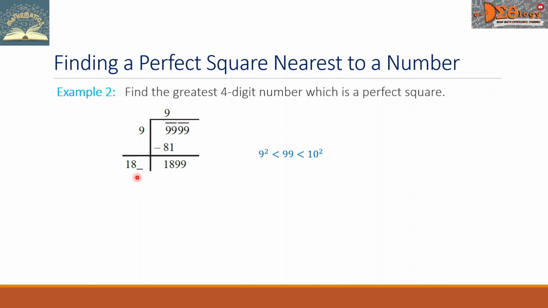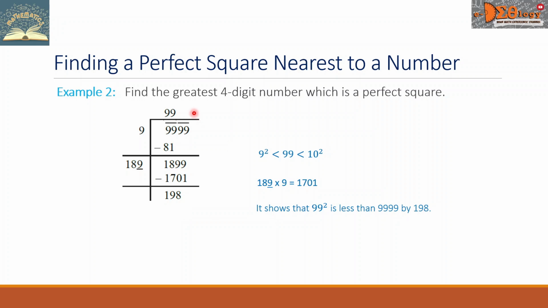It becomes 18. Then we put a blank on the digit after 8. We want to know this digit by trial and error. Let's say we put 9. Then we multiply the 189 by 9. And the product is 1,701. Then we fill in the blank here with the digit 9. Also, we put the same digit on top. Then we subtract 1,899 minus 1,701. And the difference is 198.